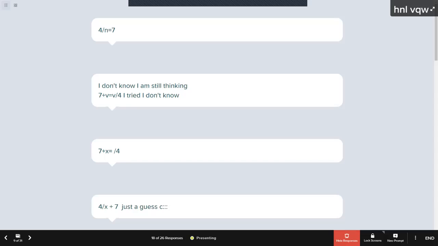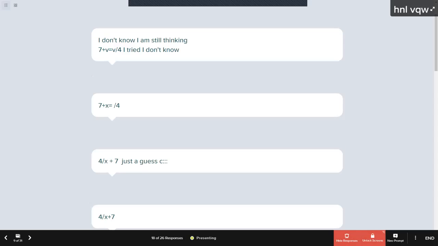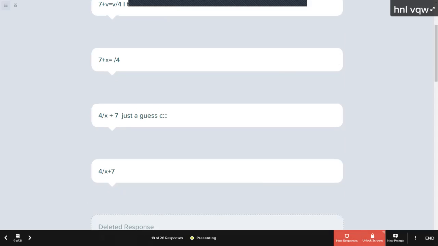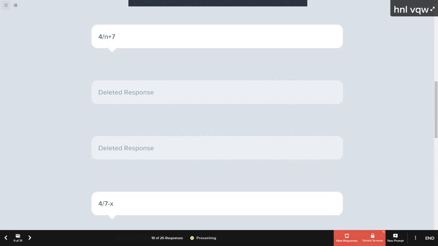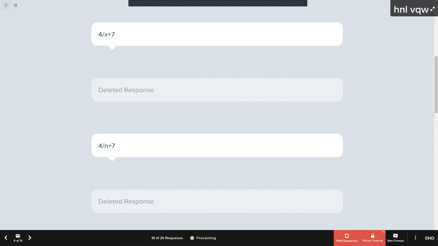Okay, taking a look. Close. I saw somebody did have it. There was like one student. So these two are close: 4 divided by x or n, doesn't matter what letter you use, plus 7.